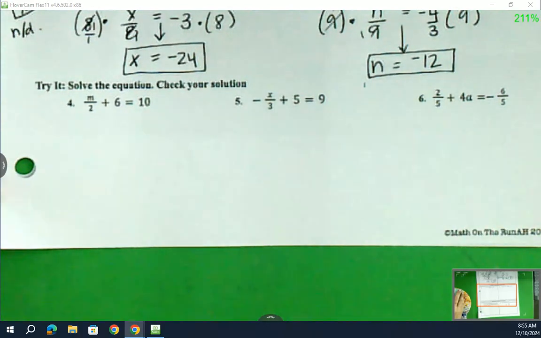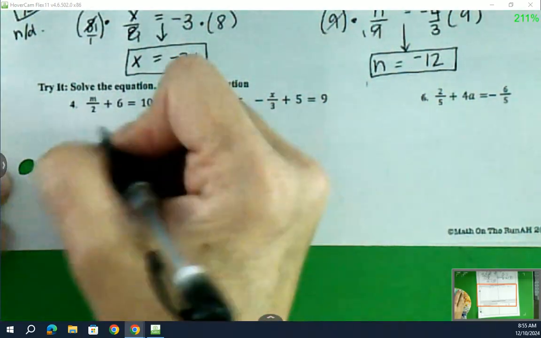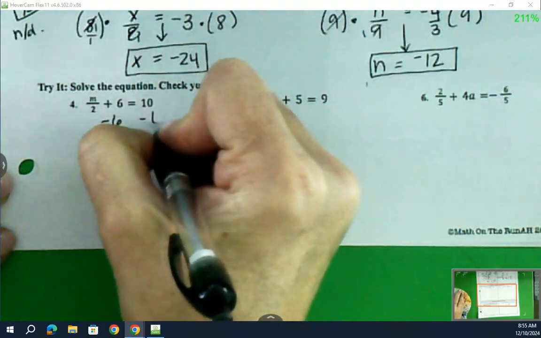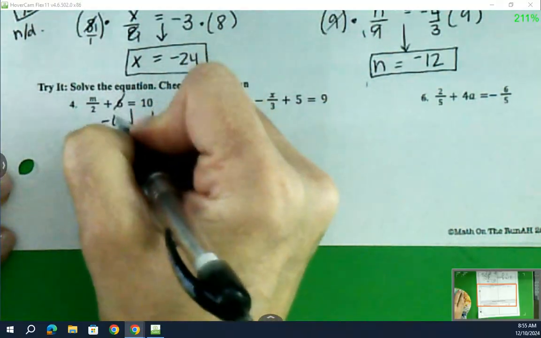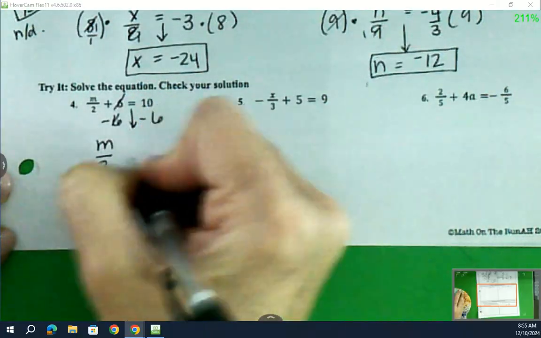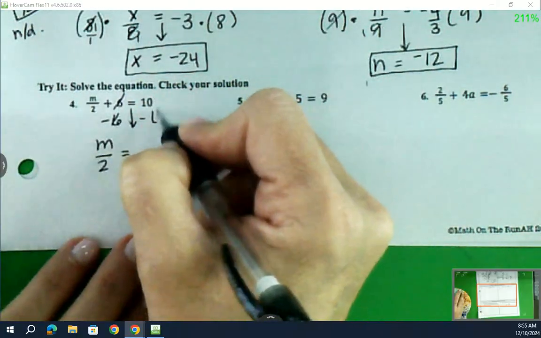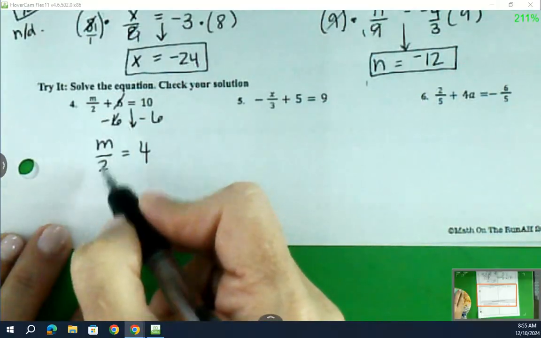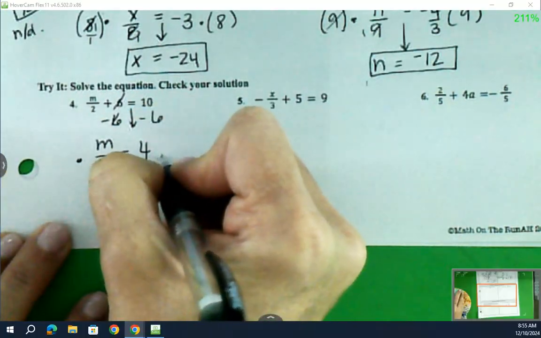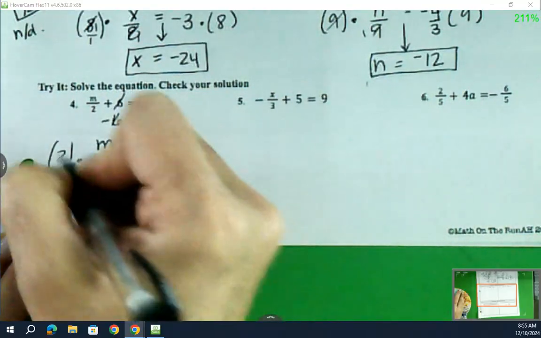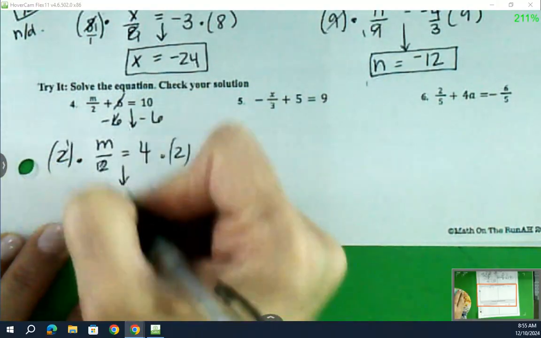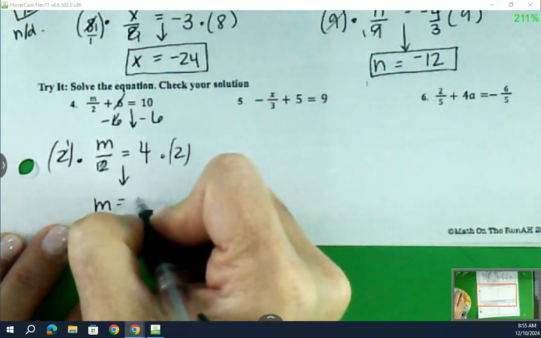Okay, welcome back. Continuing with solving two-step equations, we're going to be subtracting 6 here on both sides because m is being added to 6. That's our 0 pair. We have m divided by 2 equals 10 minus 6 is 4. To undo a division of 2, we're going to multiply both sides by 2. And we get m equals 8.